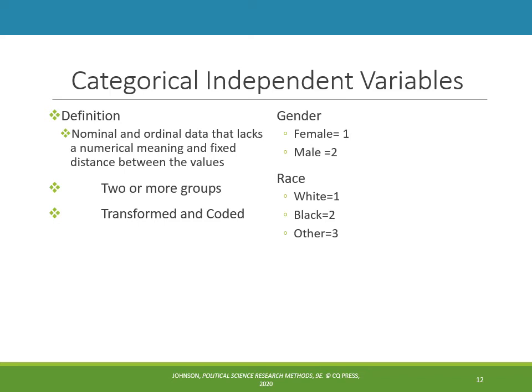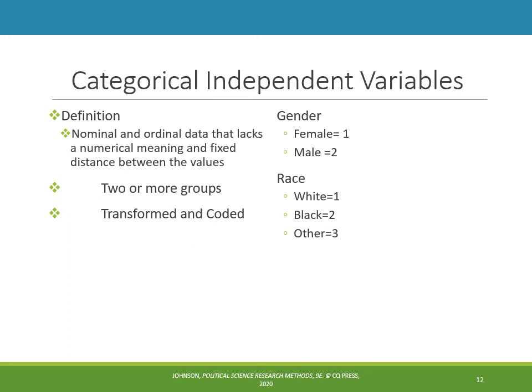But what has to happen here is that when you have variables that are categorical, you have to go through and recode them and transform them. So categorical variables, just as a reminder, are variables that are nominal or ordinal, and they lack a numerical meaning, and they don't have a fixed distance between their points. So in order to put them in these models, they need to have two or more groups. Male and female will qualify for that, and race, of course. And then you have to go through and transform them and code them. That just means that we have to apply an arbitrary numeric value to it so that we can include it within this statistical model.